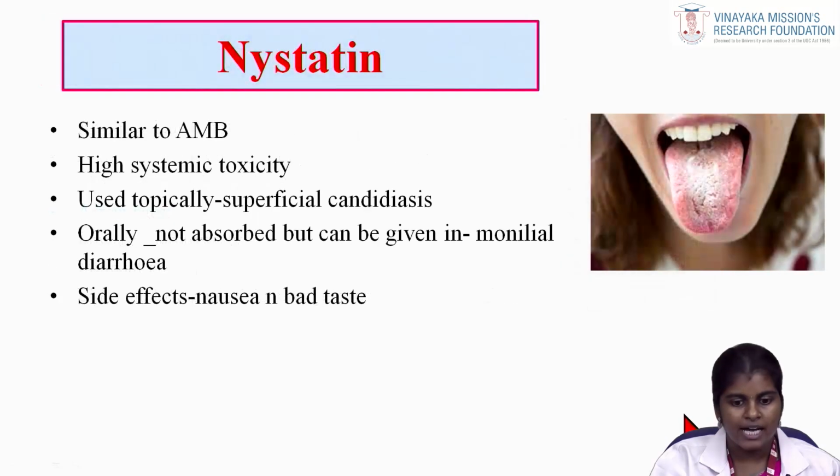So coming to nystatin, it is very similar to amphotericin B. Again it has high systemic toxicity. Because of high systemic toxicity, it is especially used topically in superficial candidiasis infection. Orally, again it is not absorbed but can be given in monilial diarrhea. Side effects are very minimal topically. Side effects include nausea and sometimes it causes a bad taste.